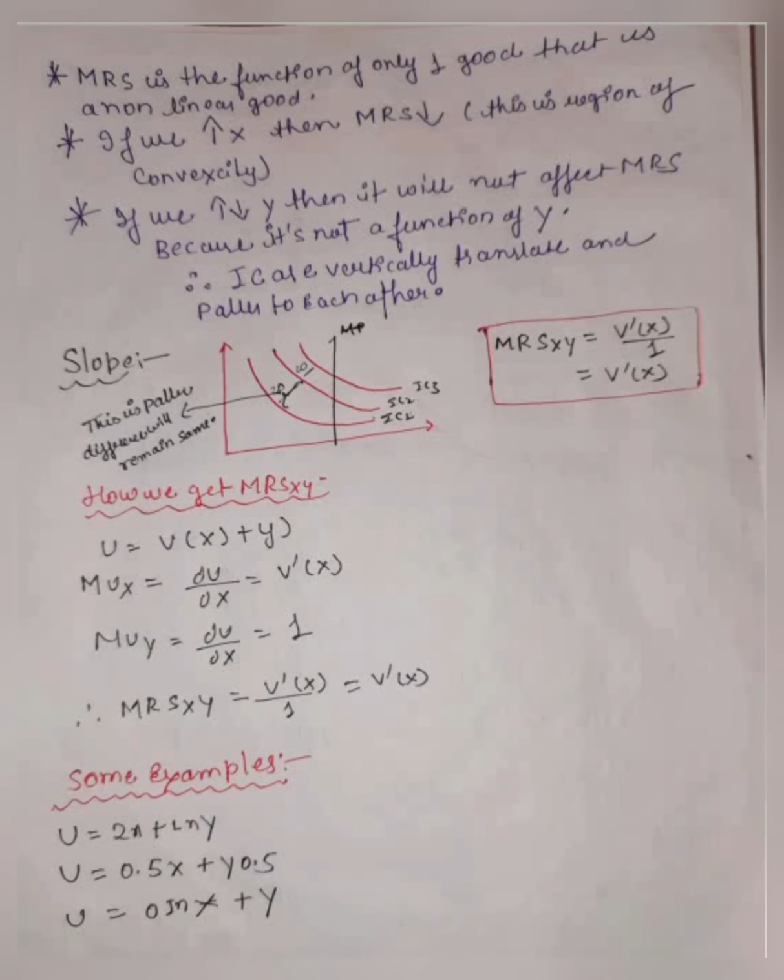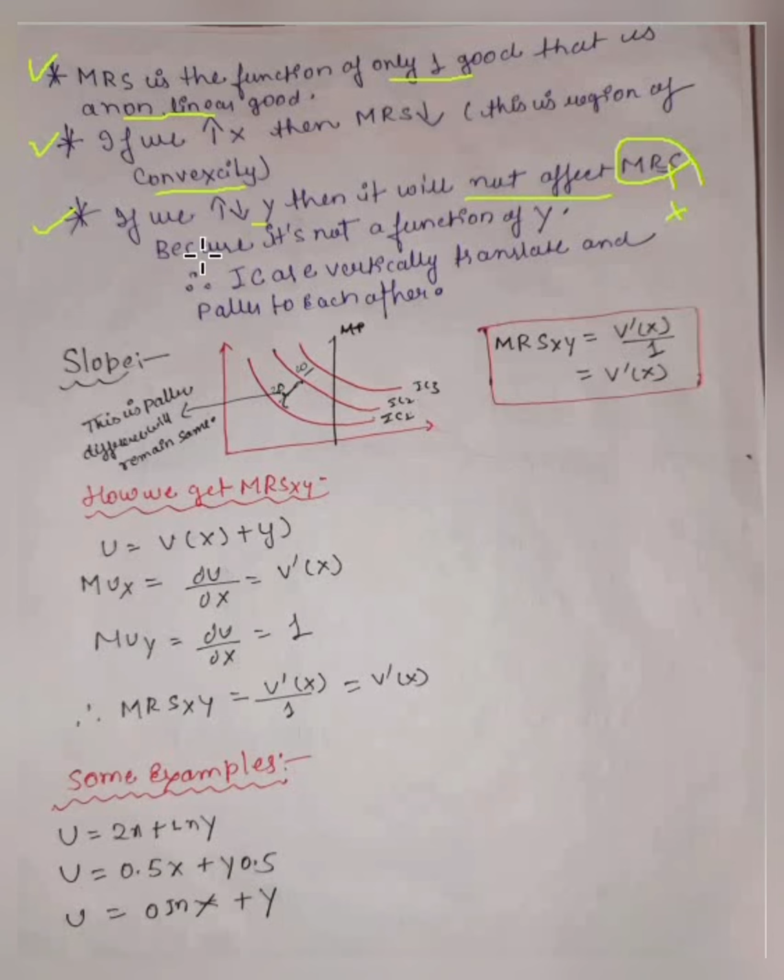Okay, so here are some important conditions that we must remember. The first thing is that MRS is the function of only one good, that is the non-linear good. The second point is that if we increase x, then MRS will decrease. So there is a negative relation between x and MRS, and the reason is its convexity. The third point is that if we increase or decrease y, then it will not affect MRS. This means that MRS is only the function of x. That's why we said that x is a necessary good and y is the other good.